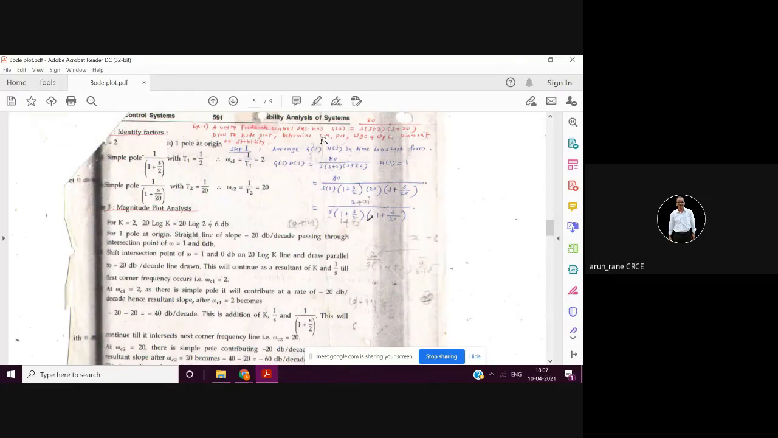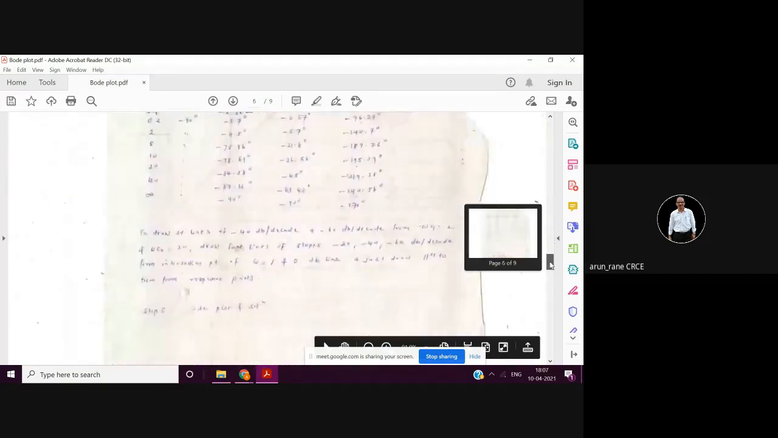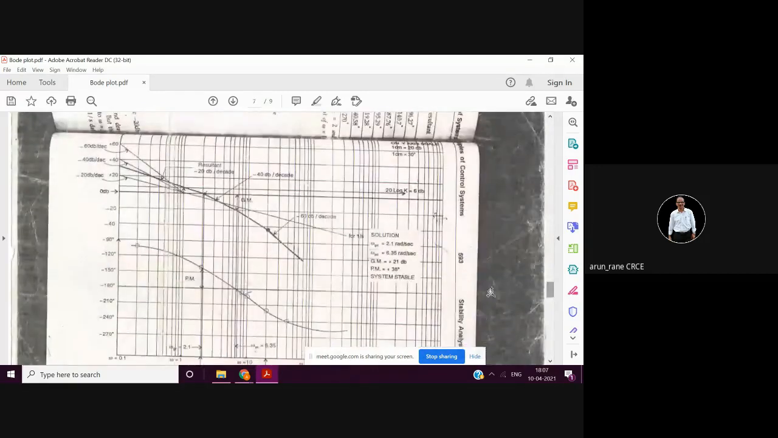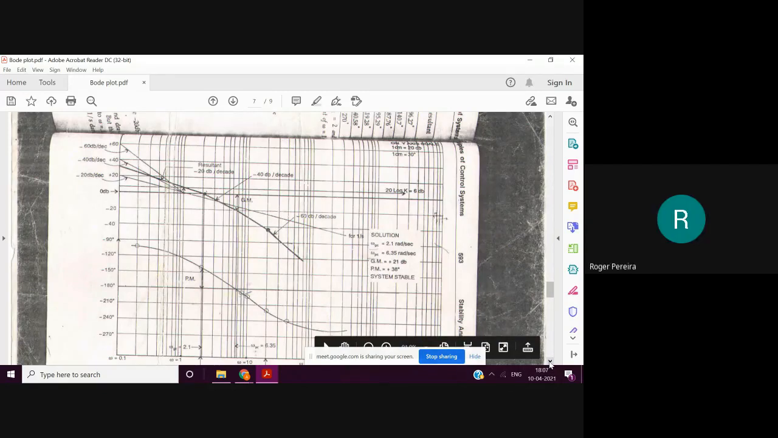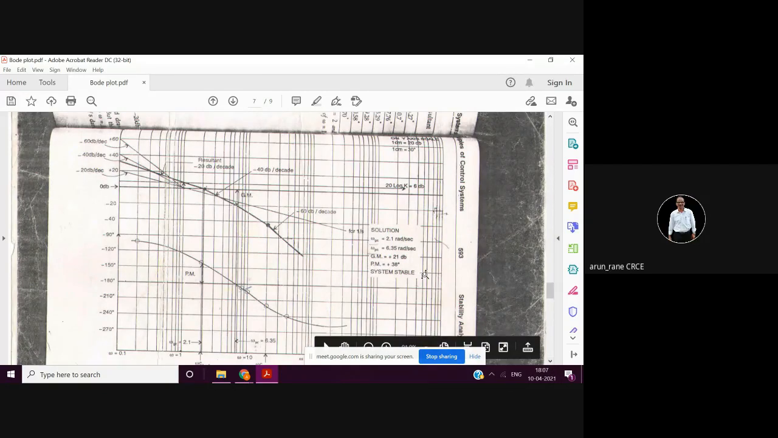If gain margin and phase margin both are positive, then the system is stable. So you have to practice this. If you have semi-log paper, then only you can practice it. And if you practice it, then only it will be registered in your mind. Otherwise, no.